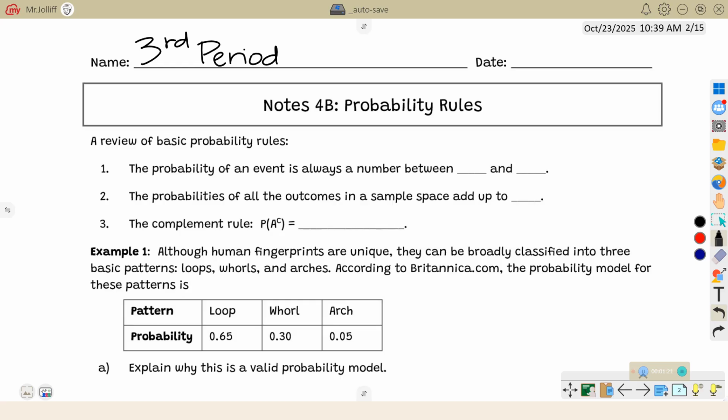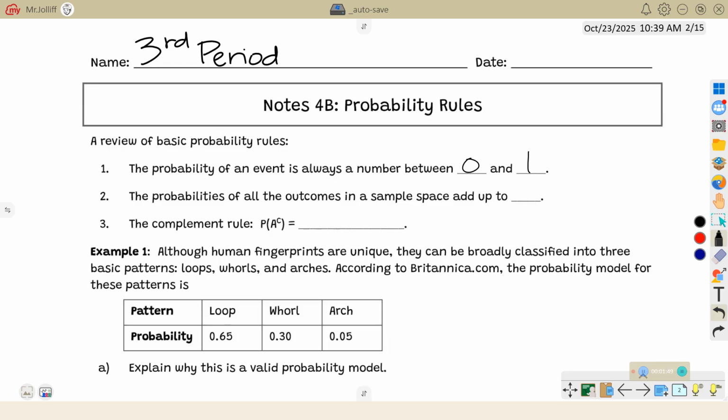Probability of an event is always between which two numbers? 0 and 1. Very good. 0 means the event never happens. 1 means it's guaranteed to happen every time. Most things fall somewhere in between those extremes. It's between 0 and 1 because we represent probability in this class as decimals rounded to 3 or 4 decimal places.